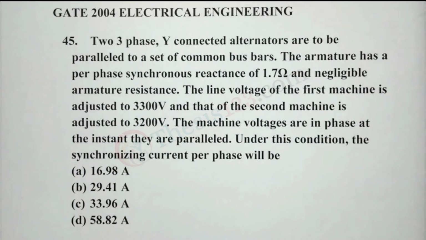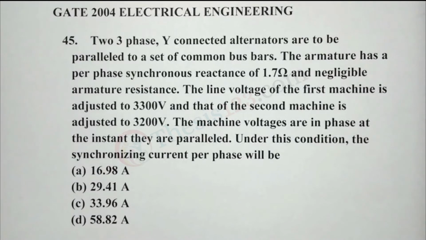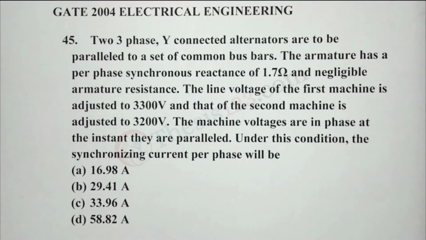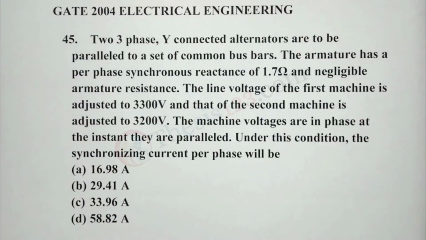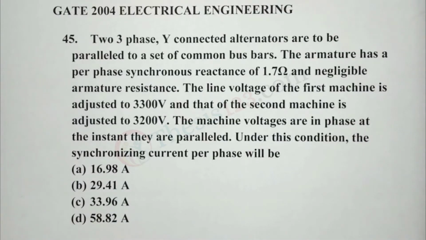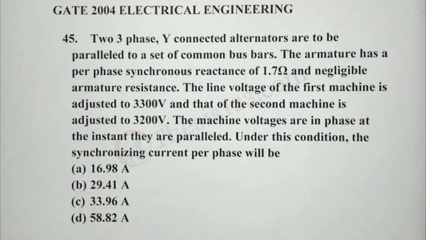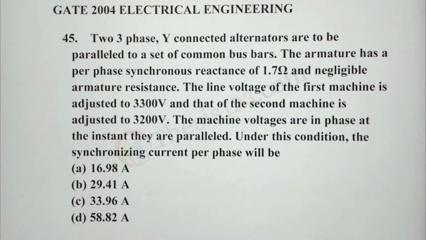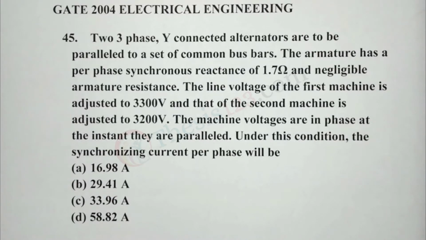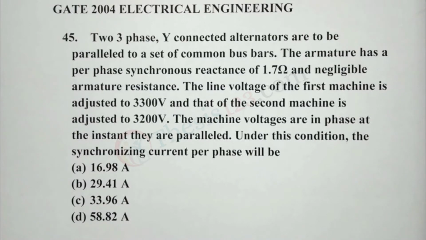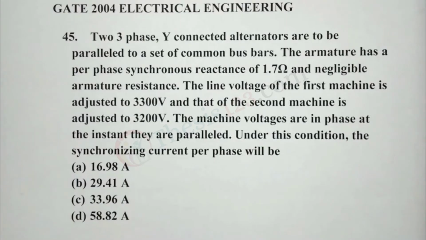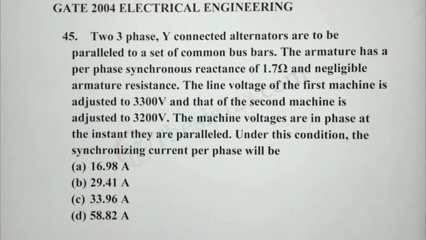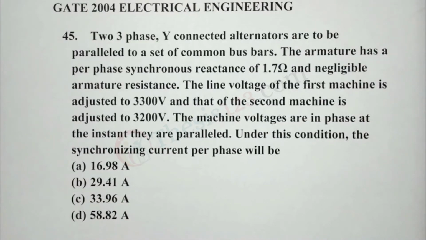Here's the next question, number 45. Two three-phase Y-connected alternators are to be paralleled to a set of common bus bars. The armature has a per-phase synchronous reactance of 1.7 ohms and negligible armature resistance. The line voltage of the first machine is adjusted to 3300 volts and that of the second machine is adjusted to 3200 volts. The machine voltages are in phase at the instant they are paralleled. Under this condition, the synchronizing current per phase will be, okay.